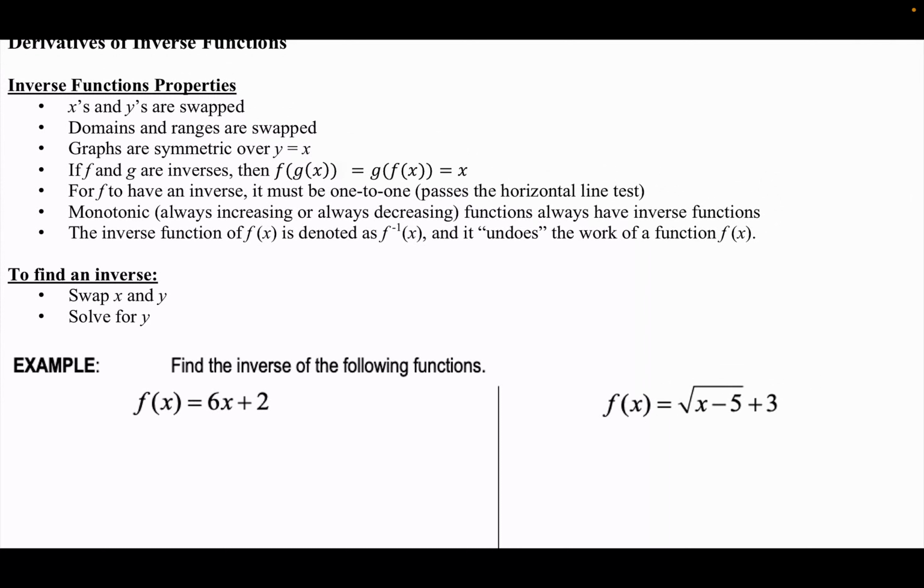Okay? There is okay because it's x to the first. I know it's a square root, but we'll deal with it. Monotonic, always increasing or always decreasing. So the only functions that have inverses are the ones that are always increasing or, vice versa, always decreasing.